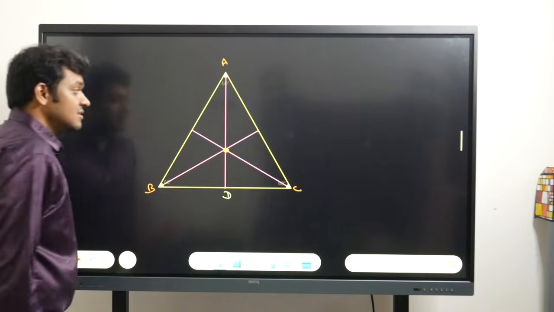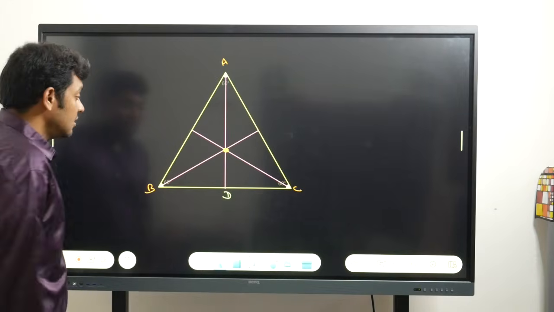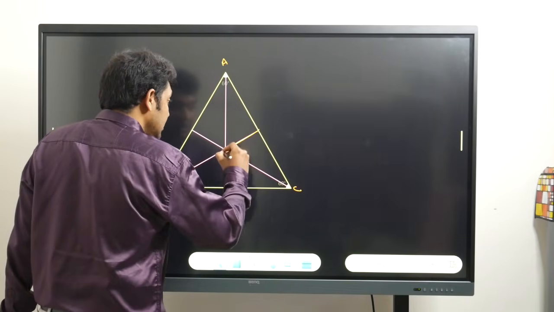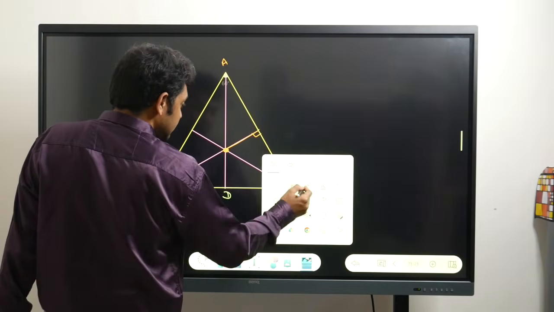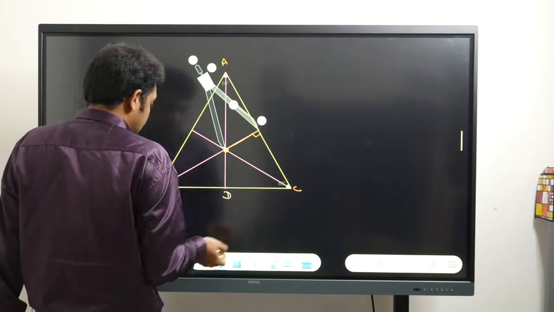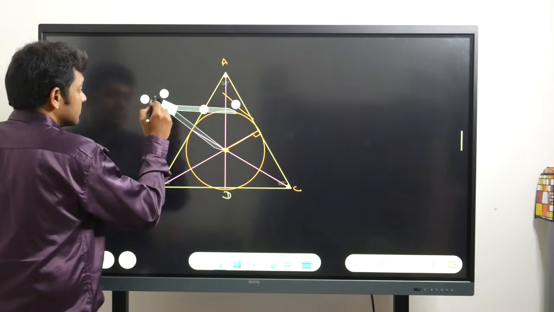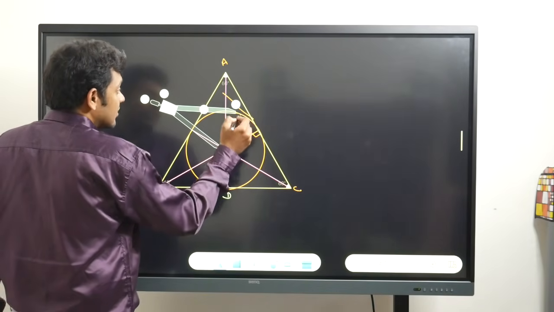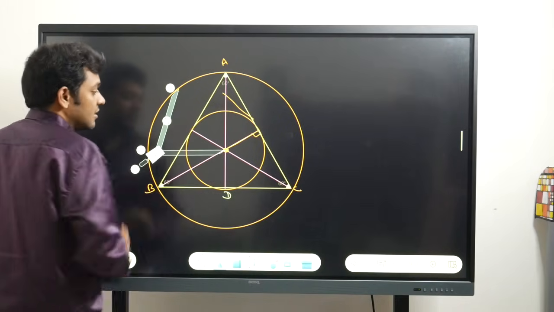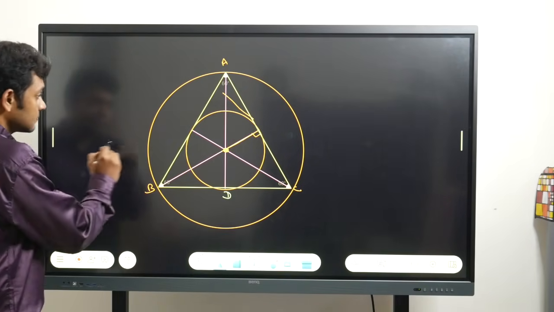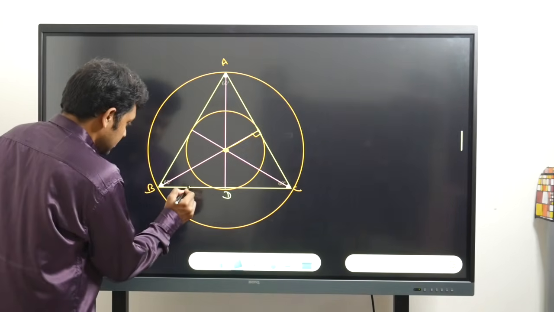So now, since this is my incentre, orthocentre, circumcentre and centroid, I can draw a circle which will be my incircle. Since this is my incentre, this has to be perpendicular and I can draw a circle with this as the center. And this is the radius. Similarly, if I draw a circle with this as the center, this is the radius. This is going to be my circumcircle. Clear? Are you able to imagine this?